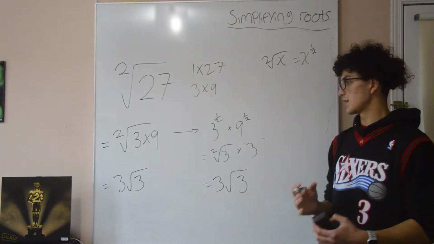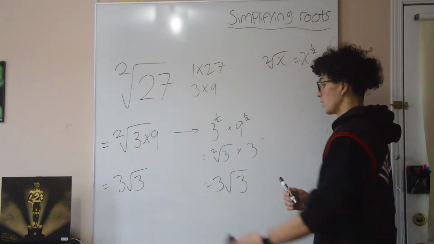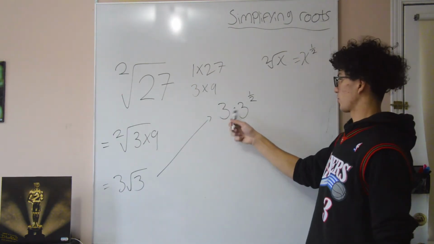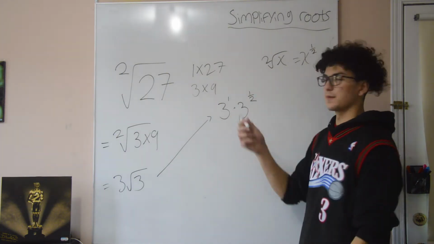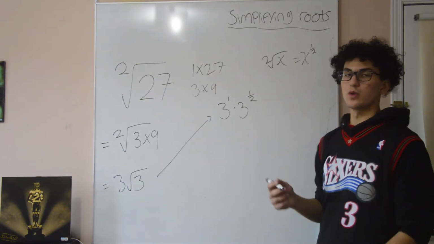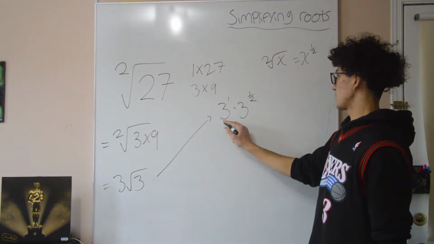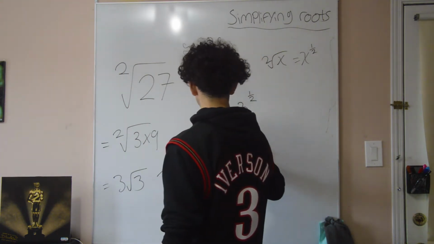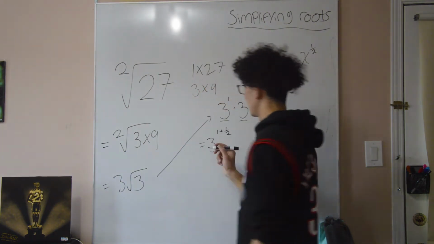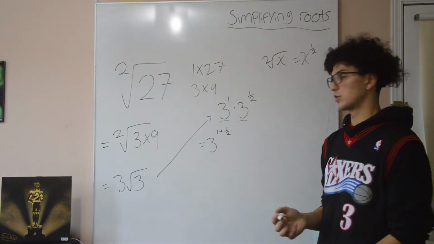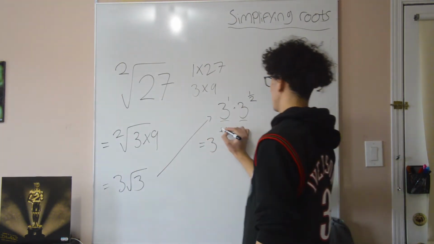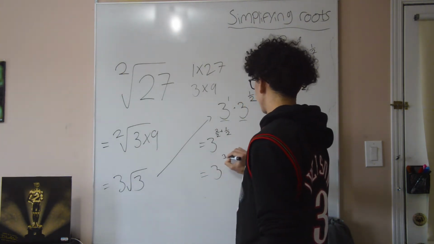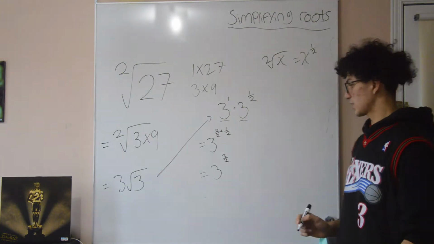Now, is this mathematically correct? Yeah, it is, and I can prove it to you. Okay? So I just rewrote this as 3 to the 1, basically, because it's an imaginary 1, times 3 to the 1 over 2. Now, these have the same base. So, what do we do to our exponents? Well, we add them. So it becomes 3 to the power of 1 plus 1 over 2. And if you remember adding fractions, we want them to have the same denominator. So we get 3 to the power of 3 over 2, just like that.